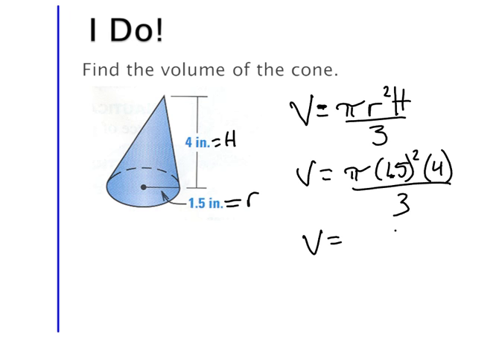Remember, we're typing this into our calculator and using a pi button because we want to get as accurate an answer as possible. I got 9.4 approximate inches cubed. Remember, we're putting the cubed on the inches because we're finding volume, we're not finding area.